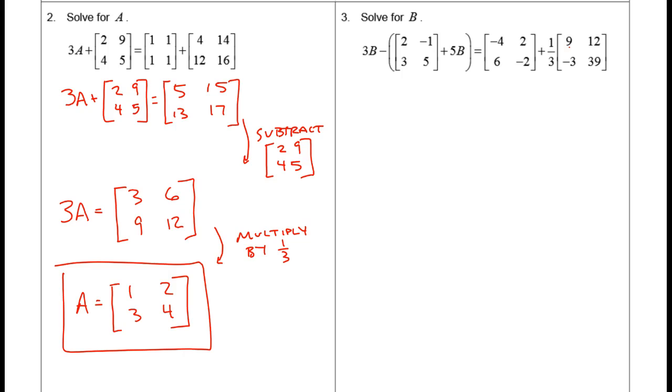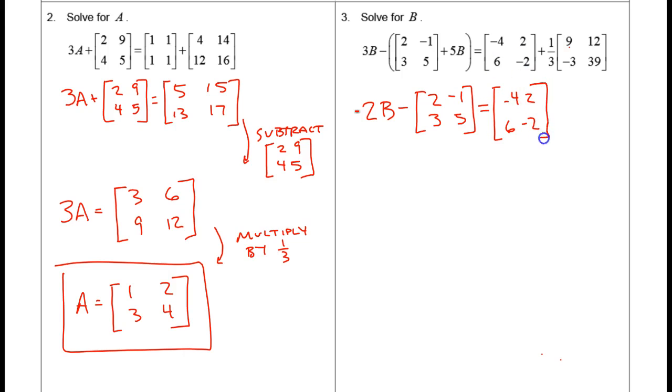Okay, so example 3, it's a little bit more complicated than the one we just did, but the same ideas. First thing I'm going to do is look at this left-hand side. I have 3b minus this matrix, and then I have to distribute that negative sign, minus 5b. So I can simplify this a little bit by saying that 3b minus 5b is negative 2b. And then I'm going to subtract that 2 by 2 matrix. And that's going to equal, well, I'll leave this one alone for just a second.